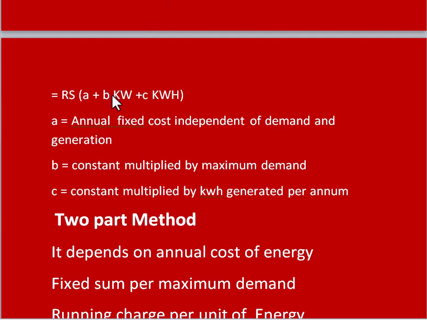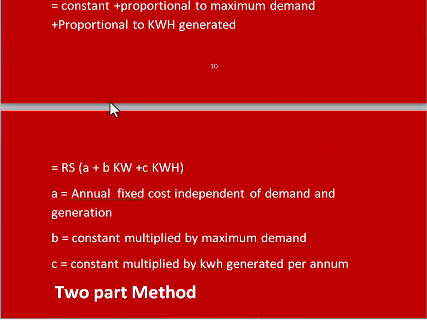So in the three-part method, the cost of electrical energy in rupees is equal to A plus B into kW plus C into kWh. Here A belongs to the annual fixed cost, B is a constant which is multiplied by the maximum demand, while C is a constant which will be multiplied by the energy generated per annum.